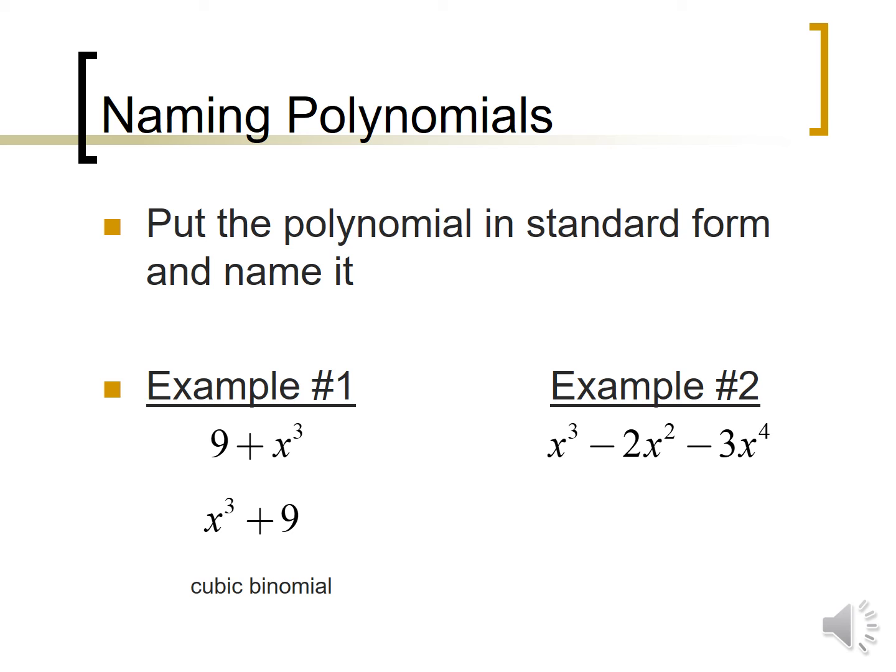In example 2, when you put it into standard form, it should become negative 3x to the fourth plus x cubed minus 2x squared. What name would you give it? I'm going to call this a quartic because the highest power is 4. Quartic trinomial because there are 3 different terms to it.